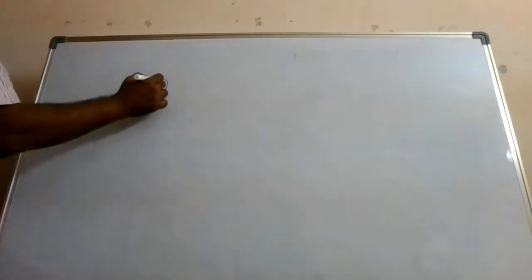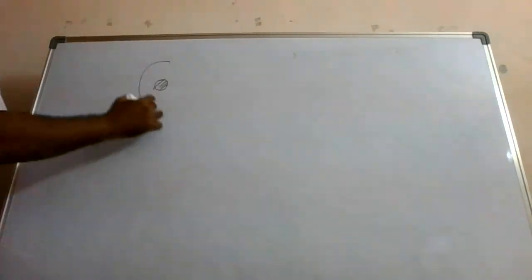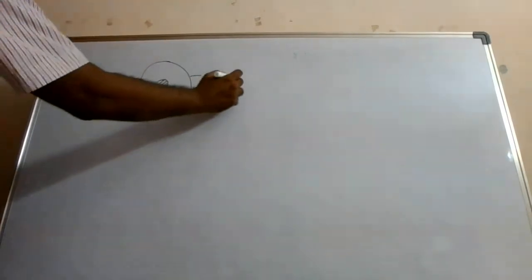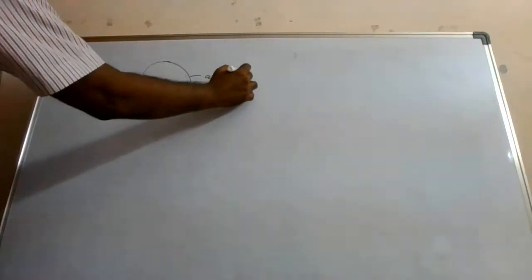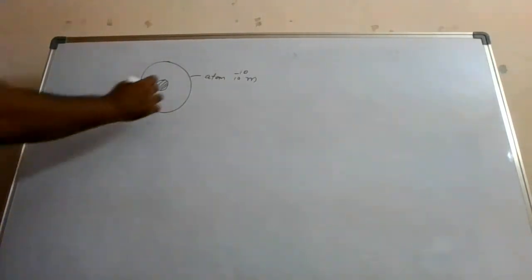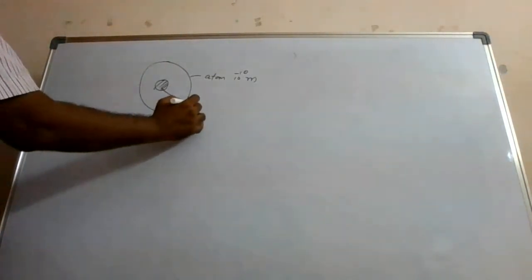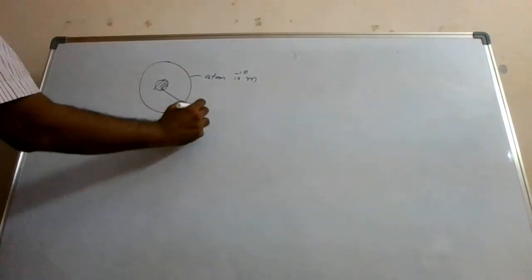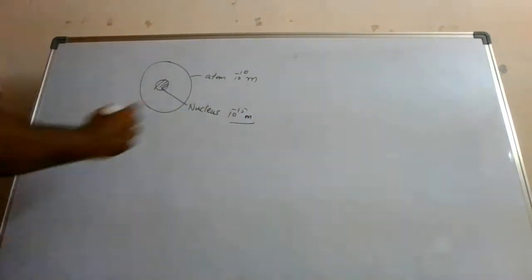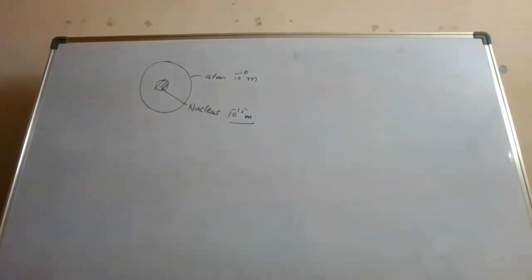See, it's like this. This is our nucleus and this is our atom, right? Inside the atom there is a nucleus. The atom radius will be in the order of 10 power minus 10 meters. Okay? The nucleus radius, this is our nucleus, it is spherical, it is in the order of 10 power minus 15. Now how are we saying that? Are any calculations involved or not? Let us see that.